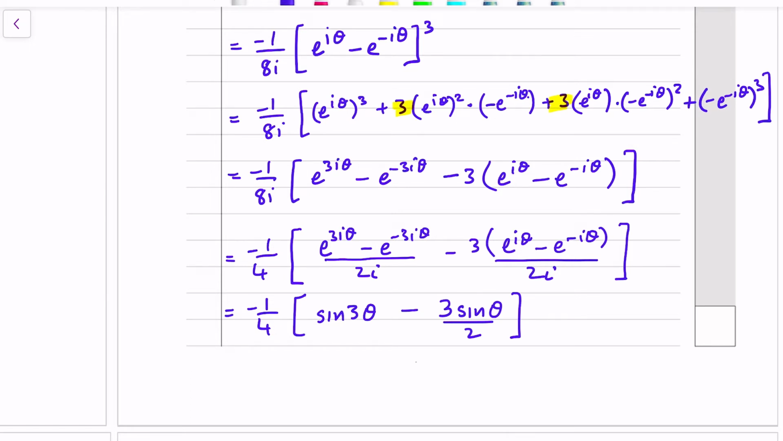Brilliant. But if there was an i in the denominator and we needed to get it into the numerator, we could times by i over i. And I think that's enough to prove it. We've got 3 over 8 sine theta, and then we've got minus 1/4 sine 3 theta.